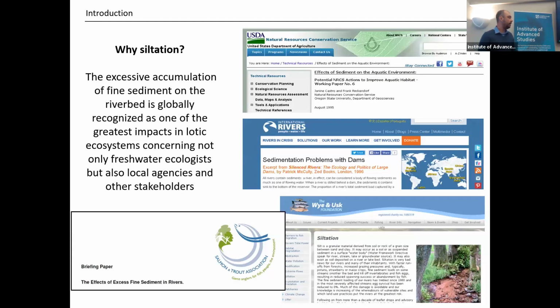Well, let's start with siltation. Siltation is defined as the excessive accumulation and delivery of fine sediment in rivers. Siltation is usually recognized as one of the main hydro-morphological alterations around the world, concerning not only freshwater ecologists like me, but also local stakeholders like local agencies and associations. Here you can see some examples.